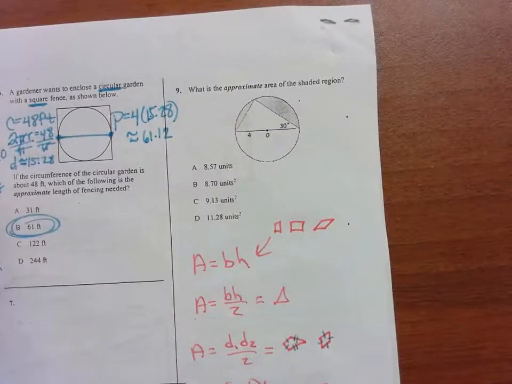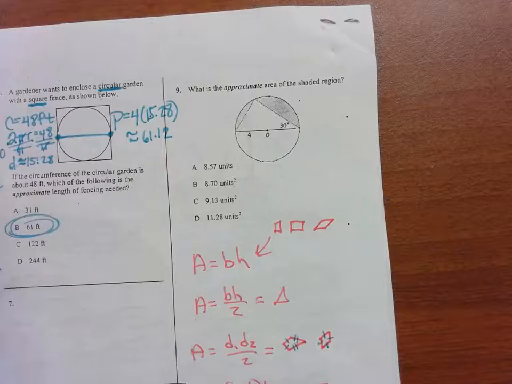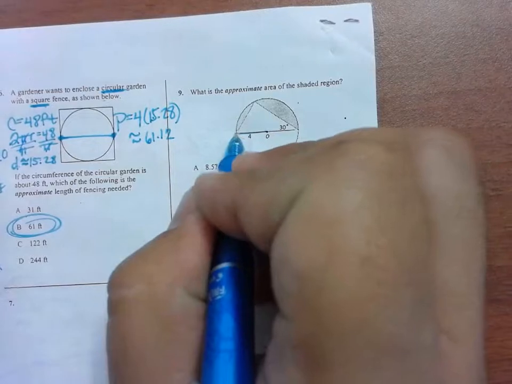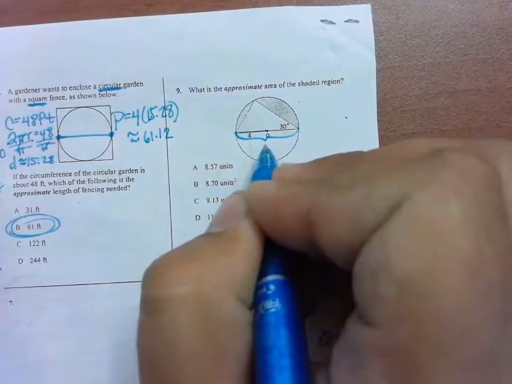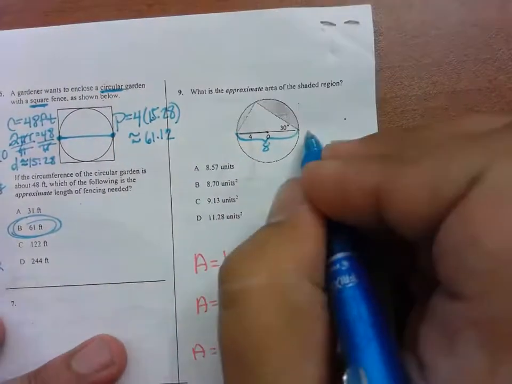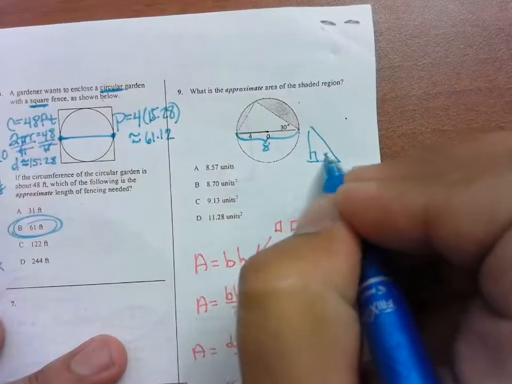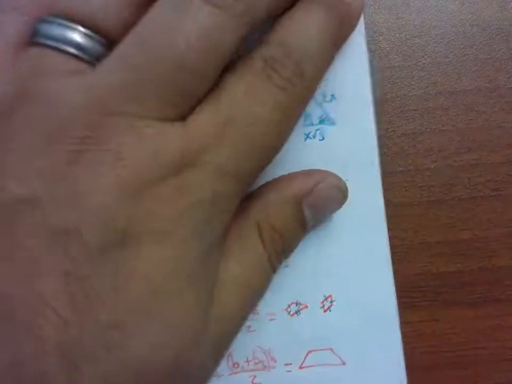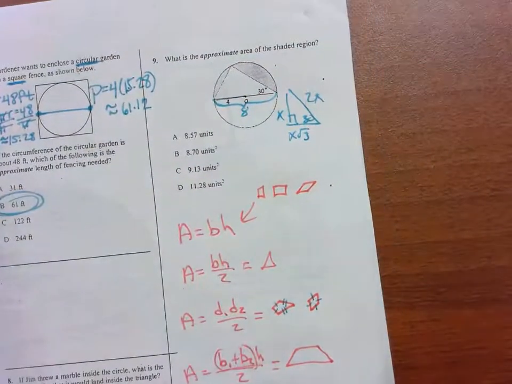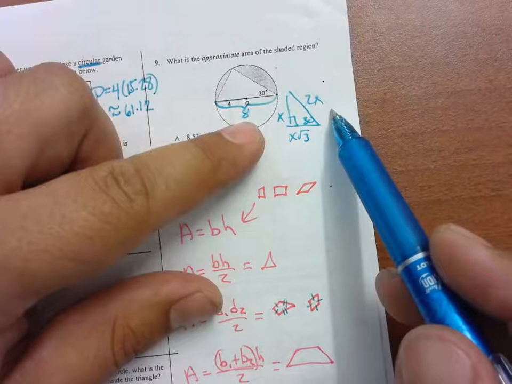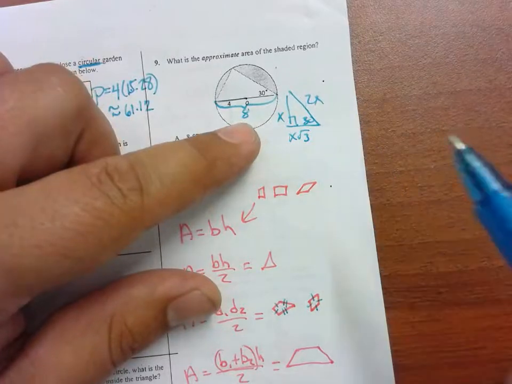Oh, this is an awesome 30, 60, 90 triangle. The radius is 4, which means the diameter is what? 8. Your 30, 60, 90 is x, x root 3, and 2x. So 8 is the hypotenuse. I just drew the special right triangle.